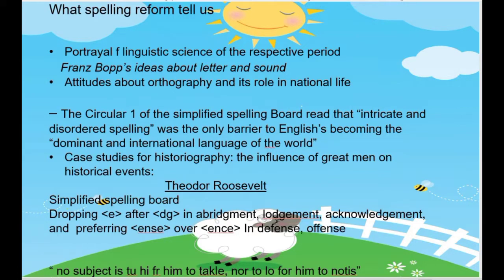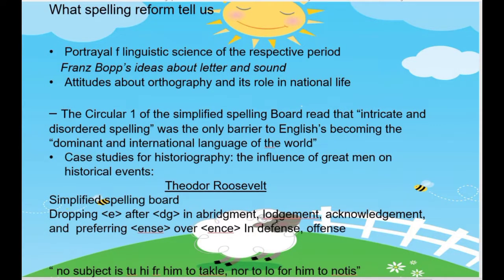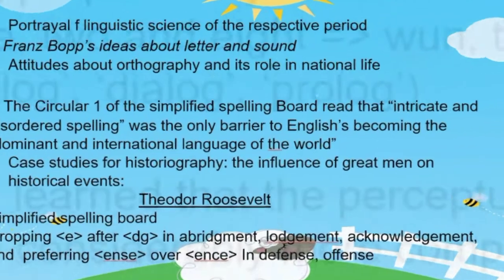As you can see in the example, the word dropping: instead of the letter E, you change it to I after D and G, as in abridgment, lodgement, and acknowledgement. The other example is the word defense: instead of C, you change that to S, or the ENSE. No subject is too high for him to tackle nor too low for him to notice. It is an example also.